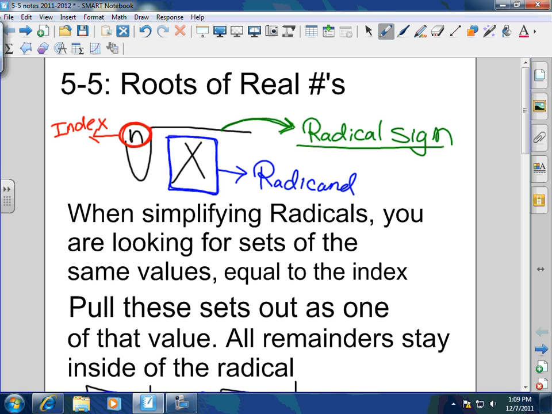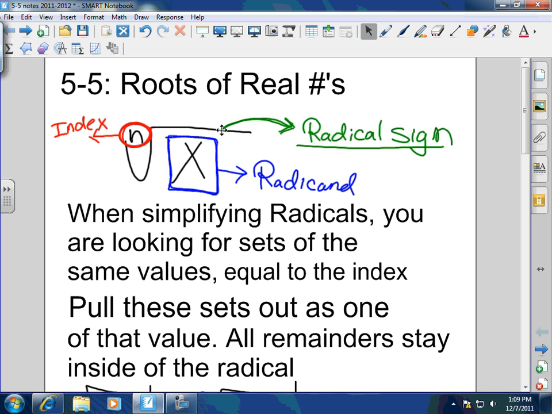If you have no number there, then it's a square root. The 2 for the square root is invisible. It's implied. If it's a third root, I'll have a 3 there. If it's a fourth root, I'll have a 4 there. If it's a seventh root, I'll have a 7 there. But if I have a square root, it's a 2, and it's implied.